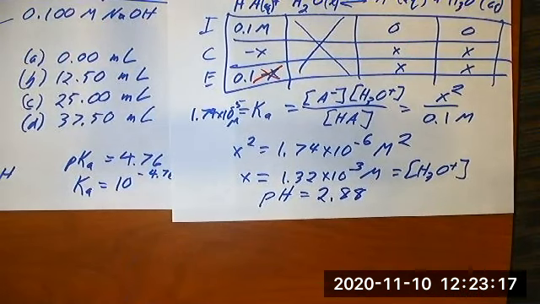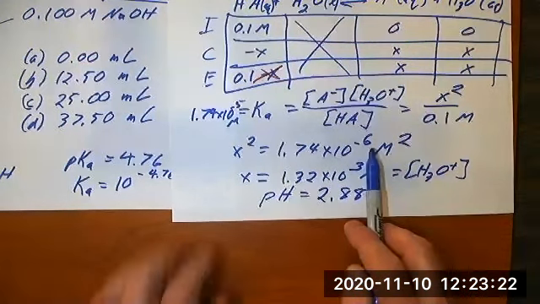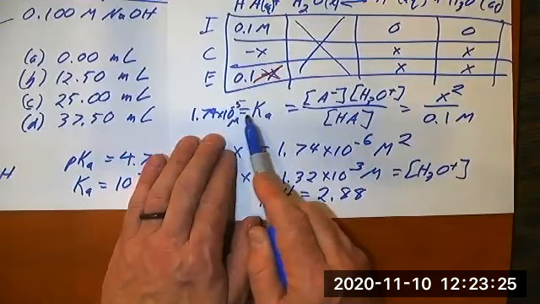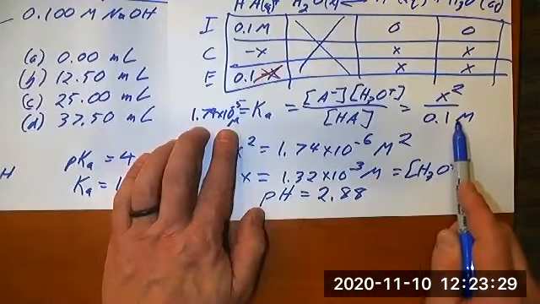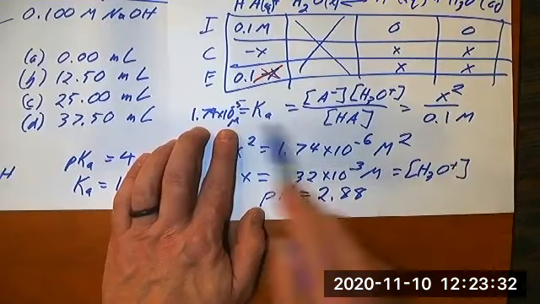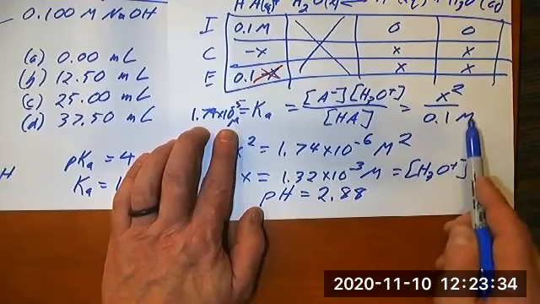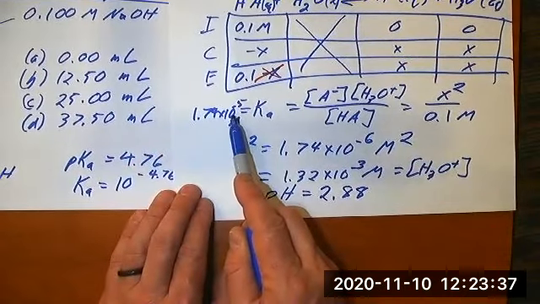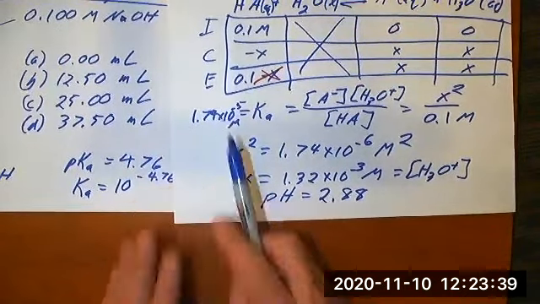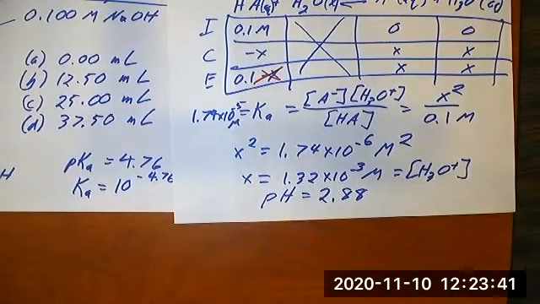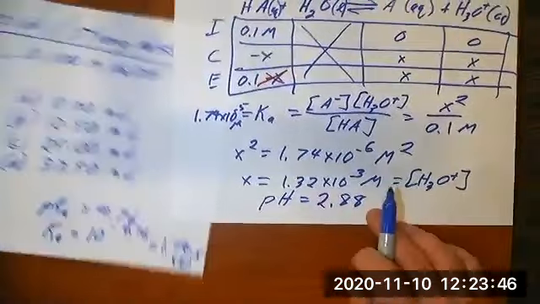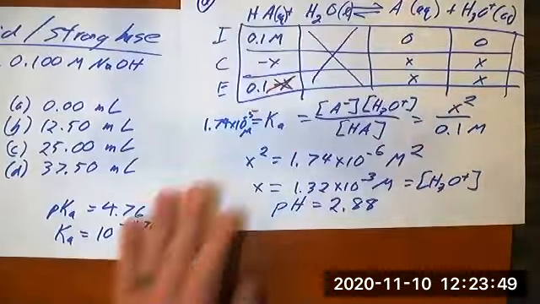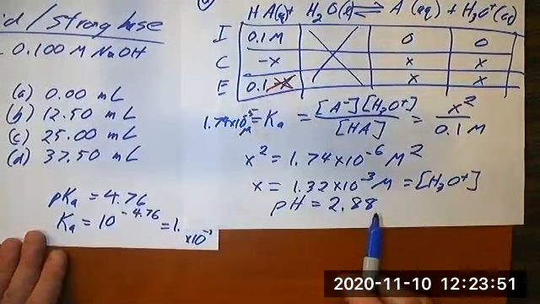How did I get the negative 6 here? What I did was I took the Ka value of 1.74 times 10 to the negative 5, and I multiplied both sides by 0.1. So that I got rid of the 0.1 on this side, and so that simply moves the decimal point over by one value here. Okay, so we now have solved A for this case.